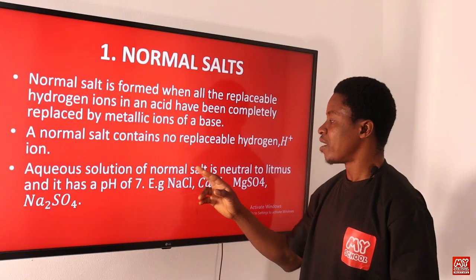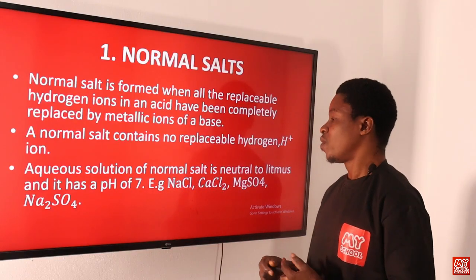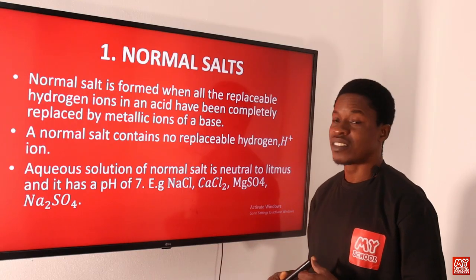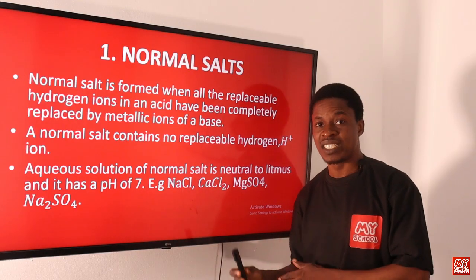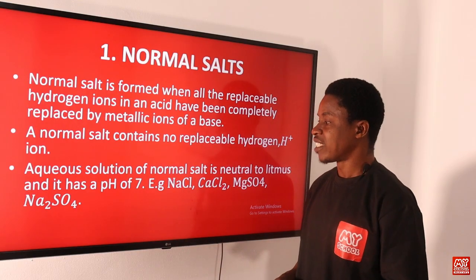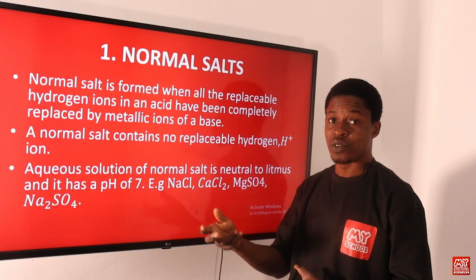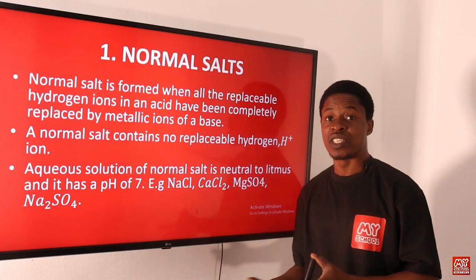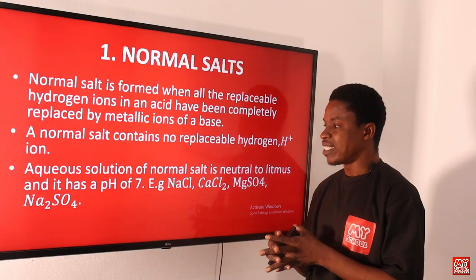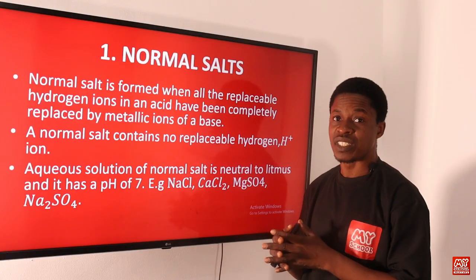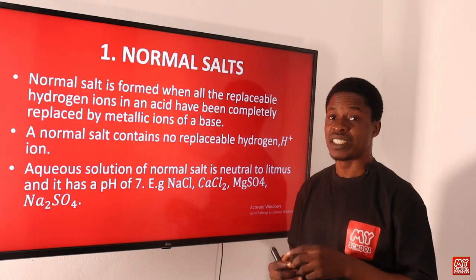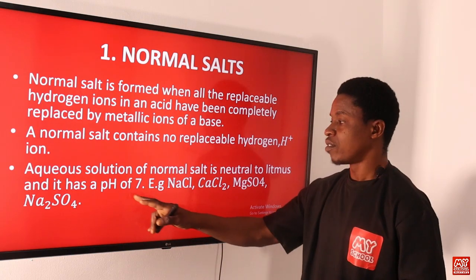An aqueous solution of a normal salt is neutral to litmus and has a pH of 7, because it is neither acidic nor basic, it is neutral. So when you test the aqueous form of that salt with litmus paper, whether red litmus or blue litmus paper, it remains neutral to it. It does not change. The color remains the same and the pH is also going to be 7.